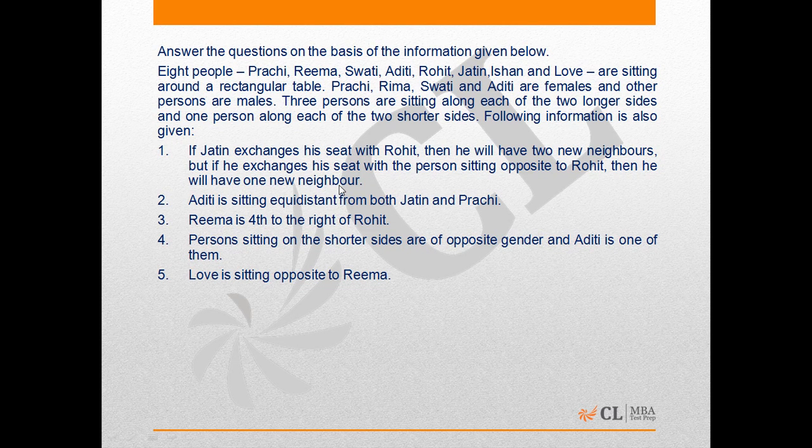Here we have got to arrange 8 people around a rectangular table, around which people are to be seated. The table has 3 chairs along each of its longer sides and 1 chair along each of its shorter sides. So let's draw a diagram that can represent the given situation.